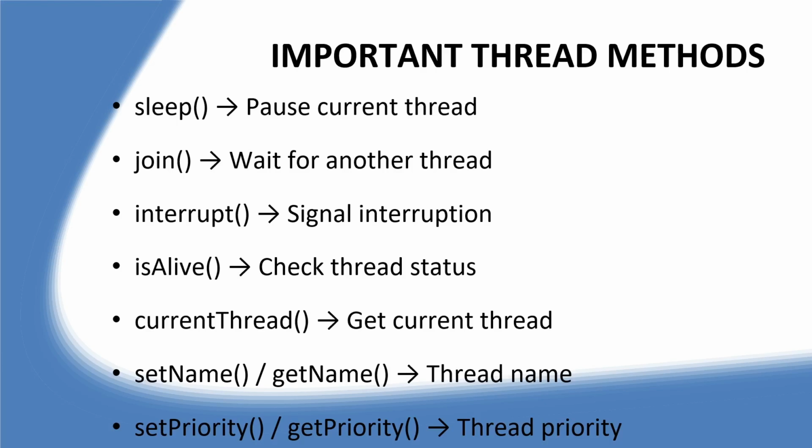So these are some of the most important methods you will encounter when working with Java threads. Instead of simply memorizing their definitions, we will understand what each method actually does during thread execution. We will start with sleep, but there is one important question. When we call Thread.sleep, which thread actually goes to sleep?